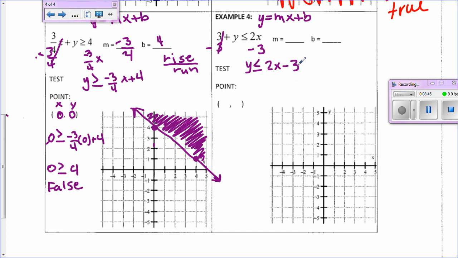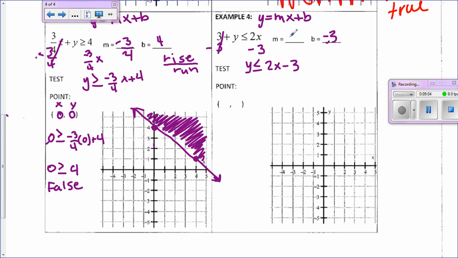Now, our inequality is in y equals mx plus b form, okay? So now we need to identify our y-intercept. Our y-intercept is going to be a negative 3. So I want you guys to go ahead and write negative 3. And then our slope is going to be 2.